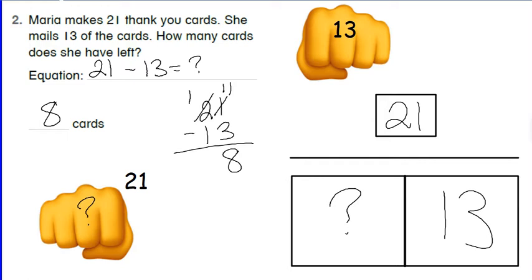If we were going to check our work, what we could do is go in the opposite direction. So instead of 21, 13, 8, we start with 8, and we do the opposite sign, plus 13. So 10, and then 8 plus 3 is 11. 11 plus 10 is 21, and they match. So we got that one correct.